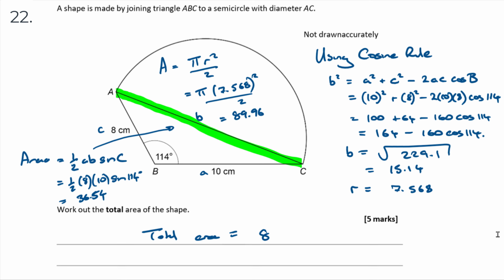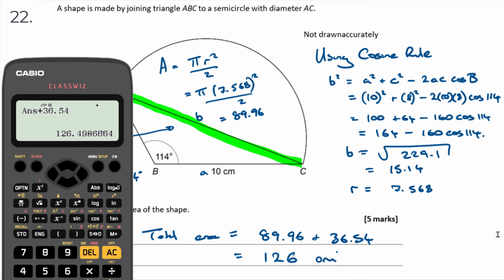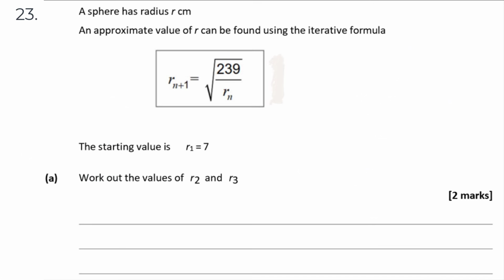I feel like I'm on a roll. 89.96 plus 36.54. What's that then? Now I'm going to round it off to 3 significant figures. I was keeping it to 4 significant figures as I was going through, so that when I could drop down to 3, I'm not going to lose too much accuracy along the way. So 126 units squared, centimeters squared.